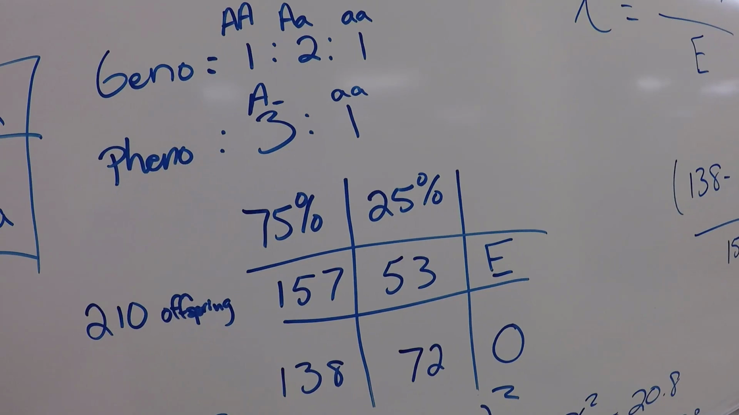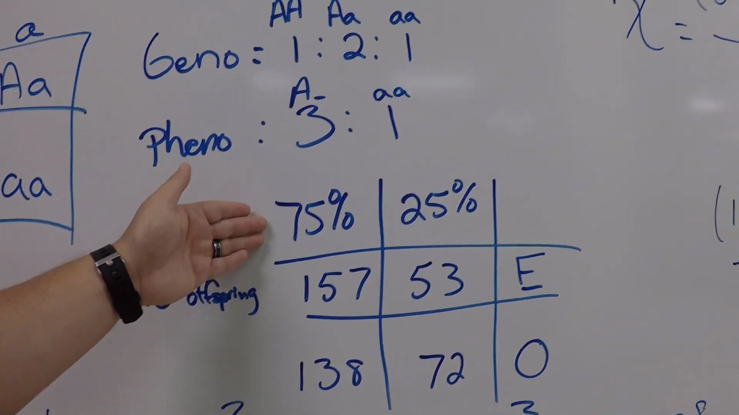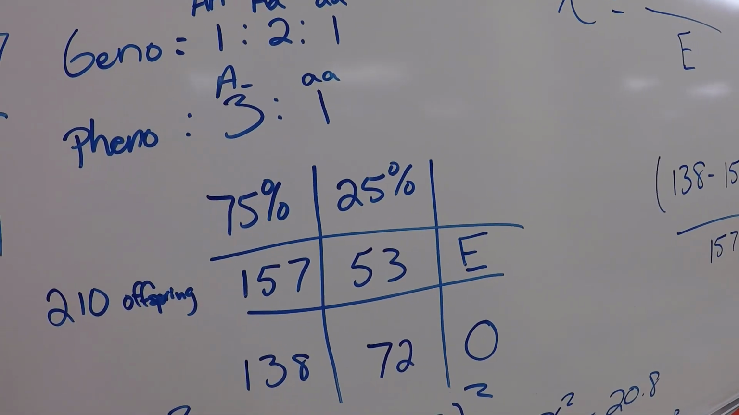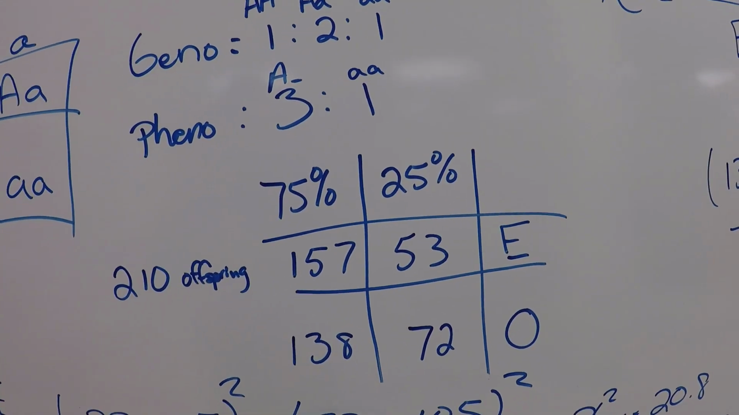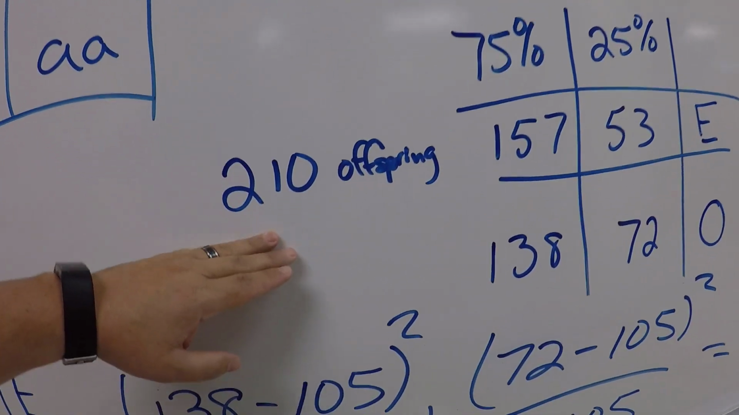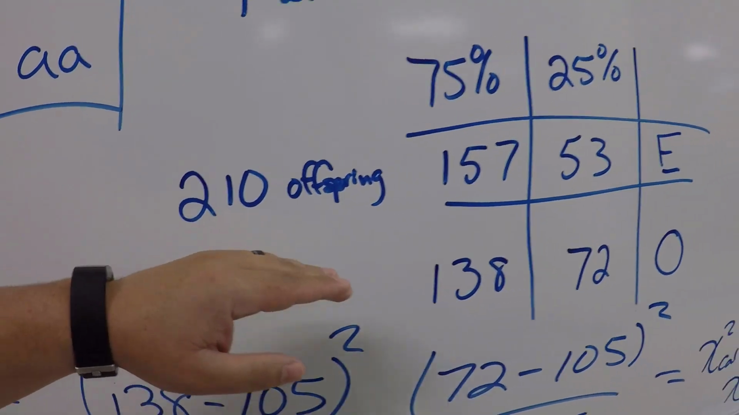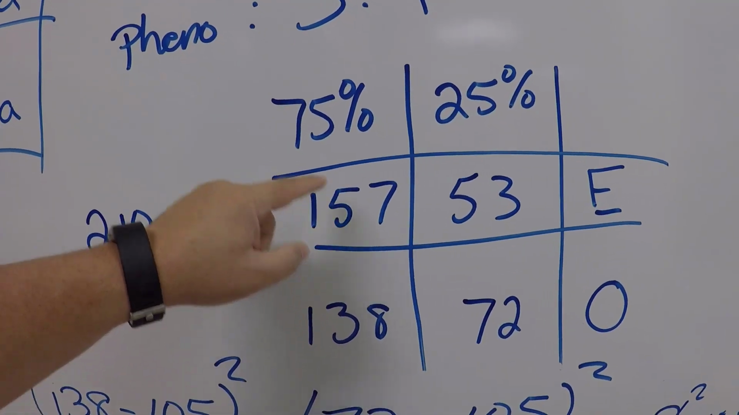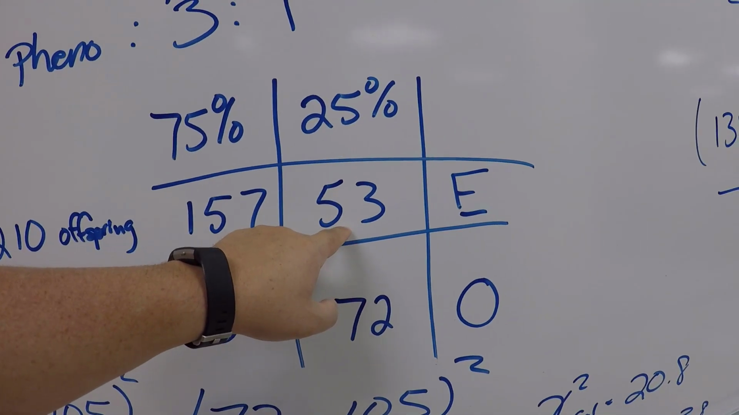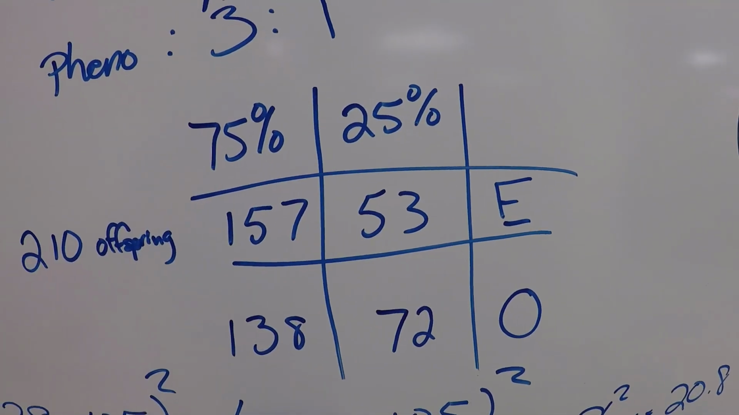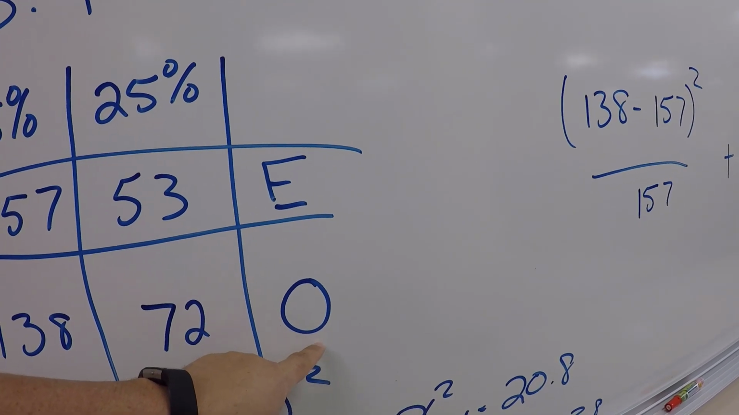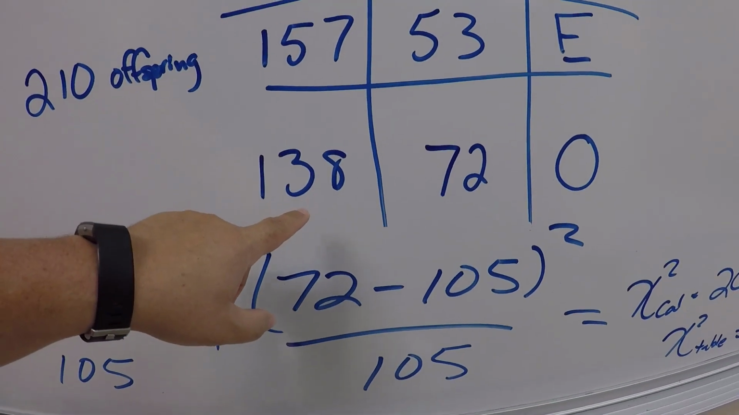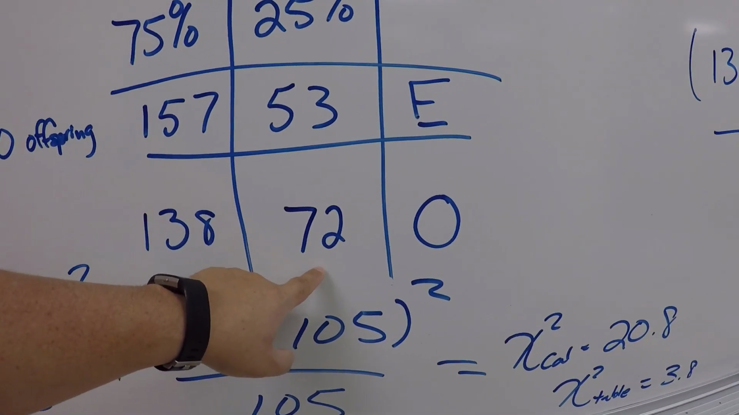All right, so let's just take corn for example. Let's say that 75% is going to be purple and 25% is going to be yellow, and that's our prediction. We have 210 offspring. So out of 210, we would expect 157 to be purple and 53 to be yellow. Let's say we went out and actually counted an ear of corn, and the numbers that we get are 138 and 72.